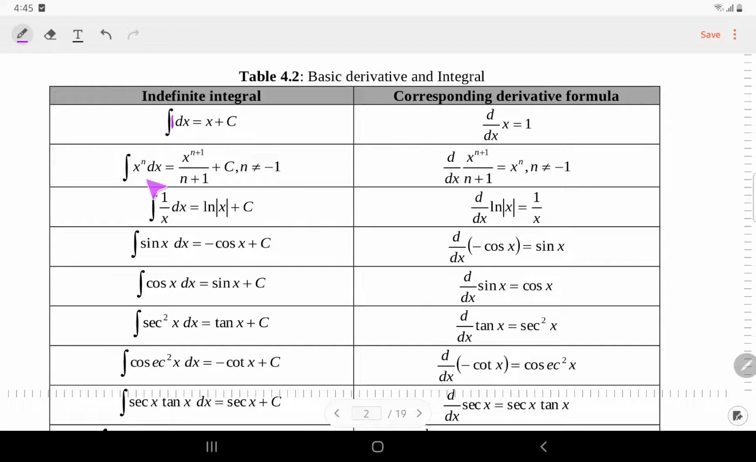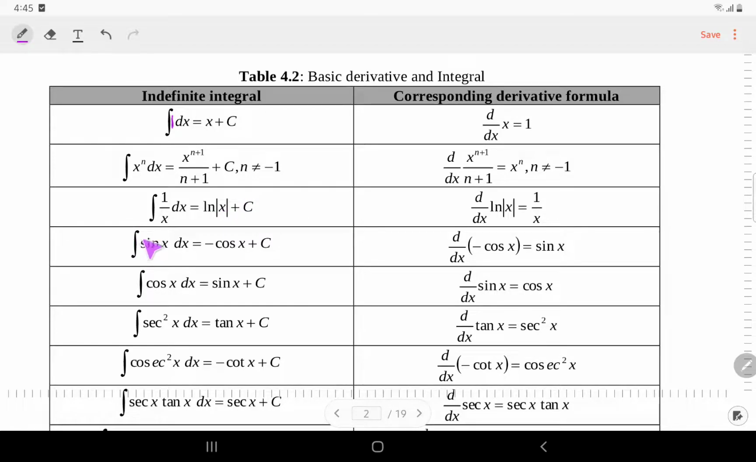Okay, second one, if we integrate x power of n, we will get x power of n plus 1 divide by n plus 1. So of course plus dengan constant lah dekat sini. Okay, third one, if we integrate 1 over x, we will get ln x. Dia sama dekat sini. Kalau kita differentiate ln x, kita akan dapat 1 over x kan. So 1 over x, if we integrate it, we will get ln x.